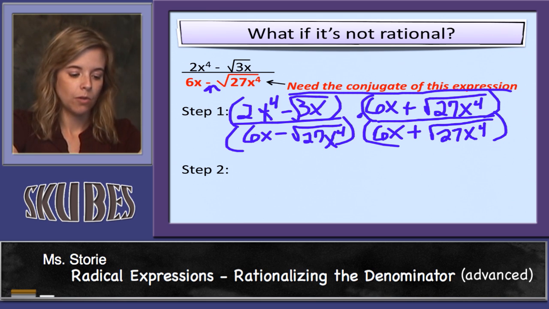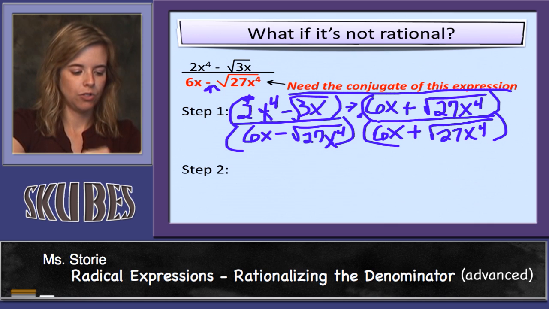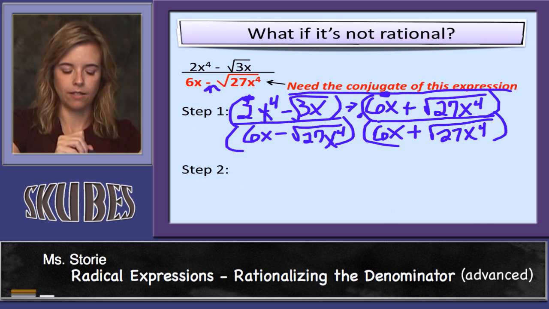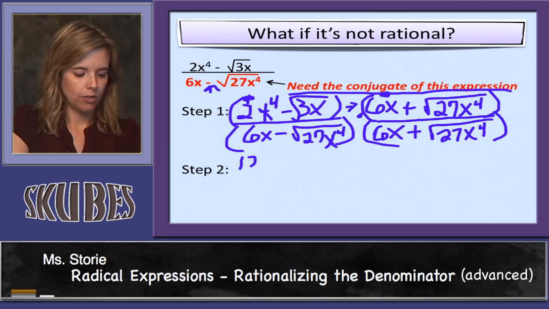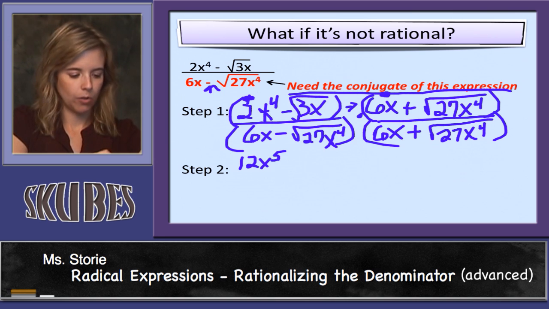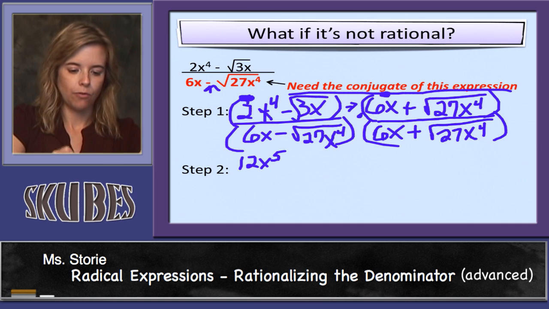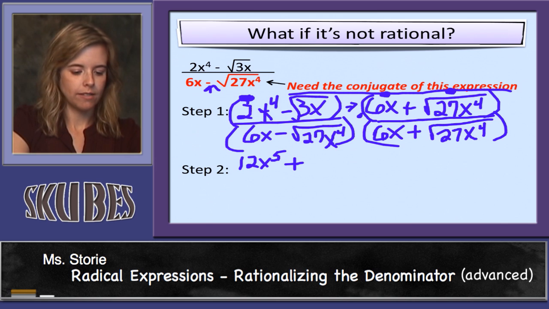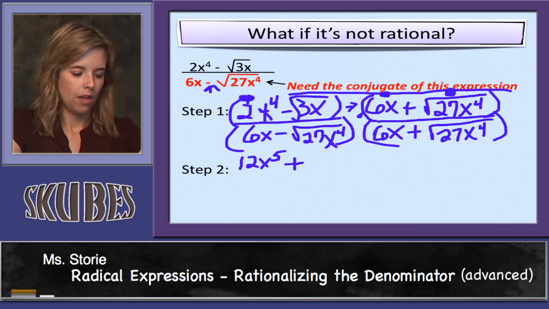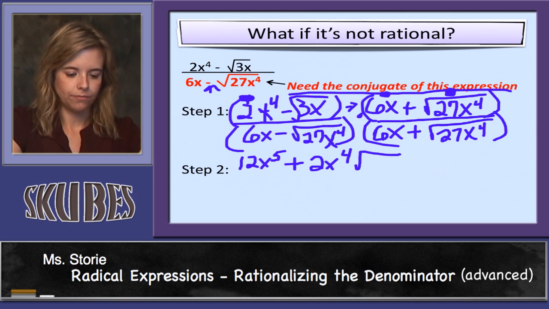So let's look at the first one for the FOIL, the numerator. So we're taking 2x to the fourth times 6x. And when we do that, we're going to get 12x to the fifth. Remember, when you multiply, you're really adding exponents. Then you're going to take 2x to the fourth and multiply it by radical 27x to the fourth. And it's a positive because it's positive times positive. So you have 2x to the fourth radical 27x to the fourth.